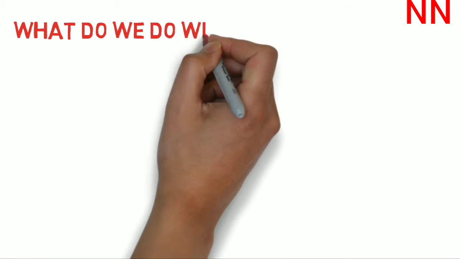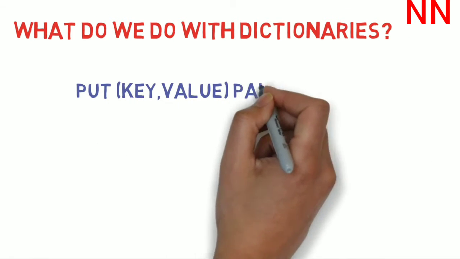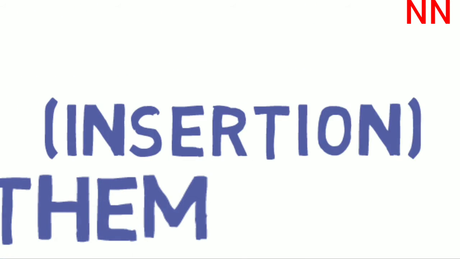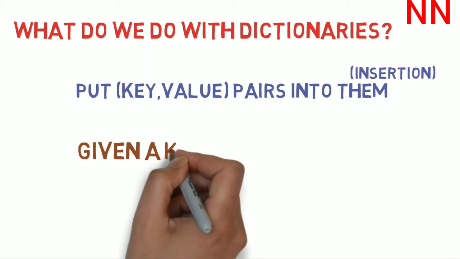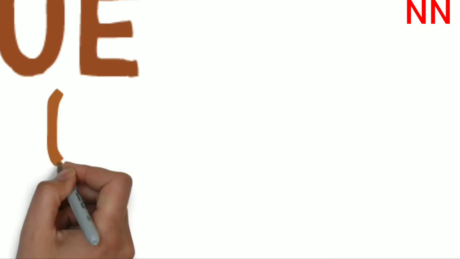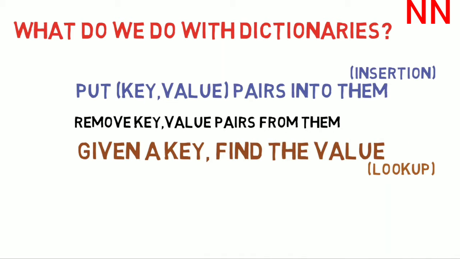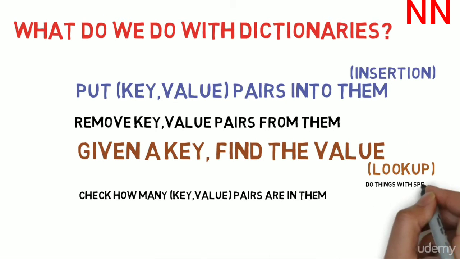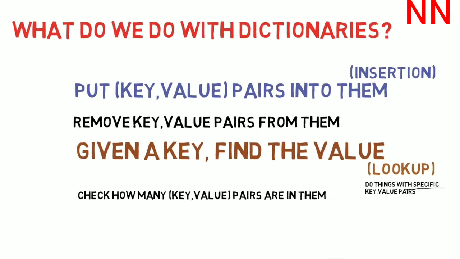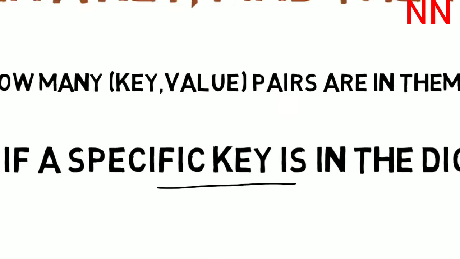What do we do with dictionaries? Just like you would put elements into a list, you can put key value pairs into a dictionary. Putting key value pairs into a dictionary is called insertion. Given a key, you could look up the dictionary and find its value. This is called lookup. You could remove a key value pair from the dictionary. You could check how many key value pairs are in them, or you could do things with specific key value pairs. Also, given a key, you could check if that particular key exists in the dictionary.